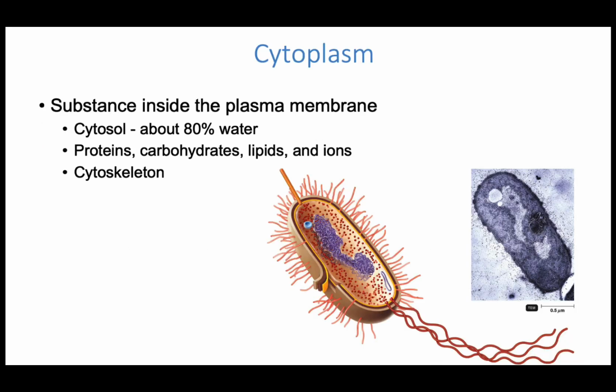So what is this magical liquid that we're trying to protect and move solutes in and out? Well, it's the cytoplasm, the substance inside the plasma membrane. The cytosol itself refers to the liquid component, and that's about 80% water. There are lots of proteins, carbohydrates, lipids, ions, and of course, cytoskeletal components that can make up the rest of that cytoplasm.